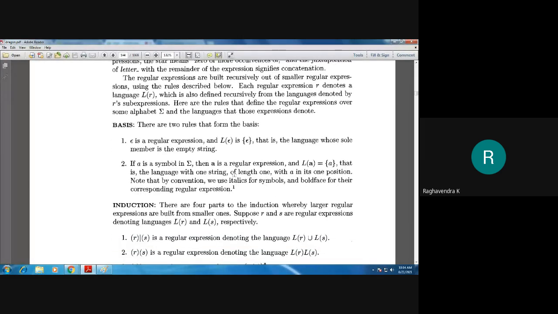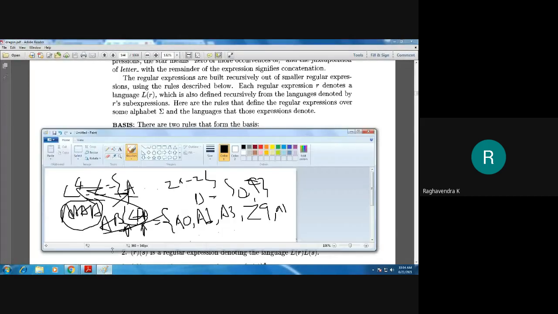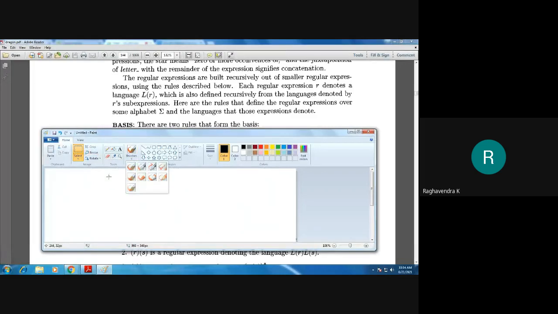Second rule: if A is a symbol in sigma, which is nothing but the alphabet, then A is a regular expression and L of A is equal to A, right? That is the language with one string of length 1, with A in its one position. Note that by convention, we use italics for symbols and boldface for their corresponding regular expressions. So this is the notation that we normally use. What the second rule says is that if you have a single alphabet symbol, like A.